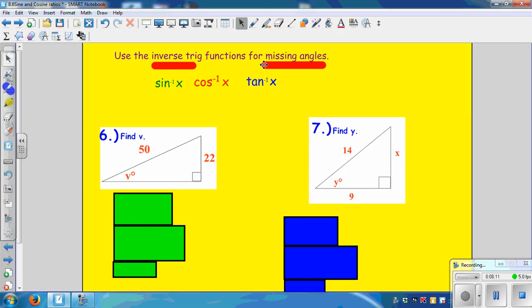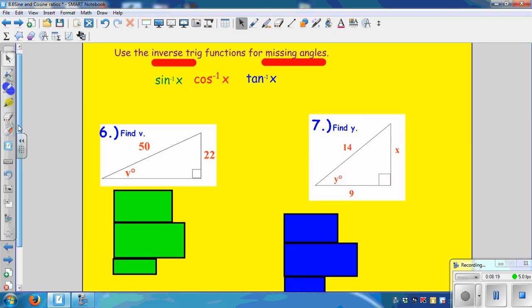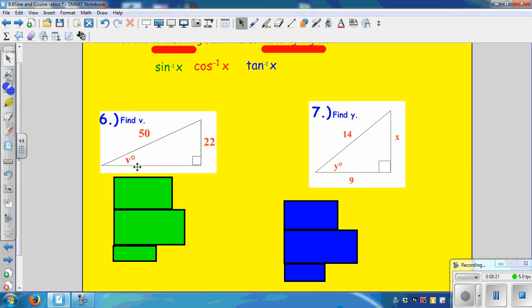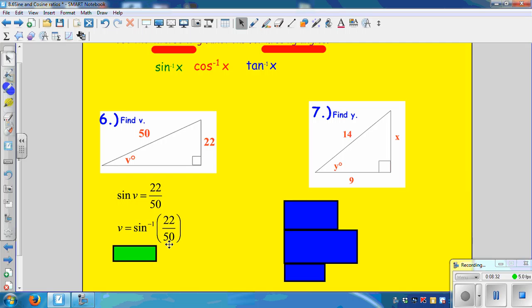Using the inverse trig functions to find missing angles. Just as there's a tan inverse of x, you can also do sine inverse and cosine inverse. So number 6, we have find angle V. So we have opposite over hypotenuse, which is a case of sine. So we do sine of V equals 22 over 50. To get V by itself, we're going to apply sine inverse to both sides. Using your calculator, you'll get 26.1.